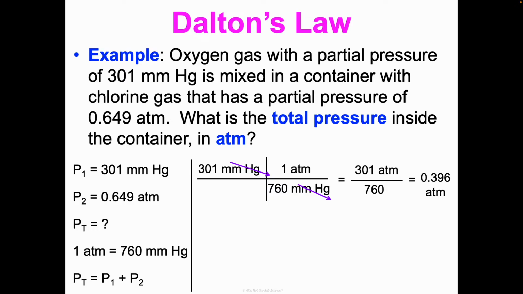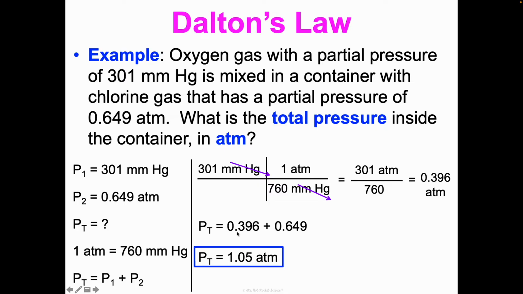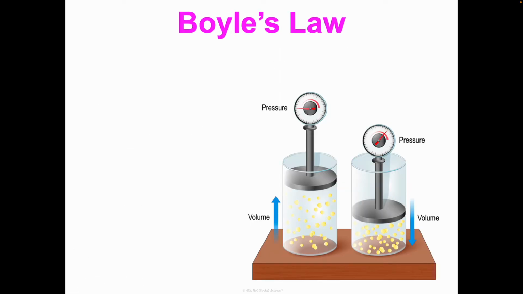Now, we're not done though. Remember, that is just my first partial pressure just in ATM. Now we're ready to use this equation and solve. So P1 is 0.396 ATM plus P2, which is 0.649. Add those up and we get 1.05 atm as our total pressure. All right, that's Dalton's law.